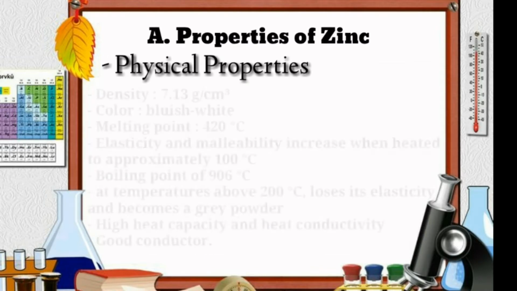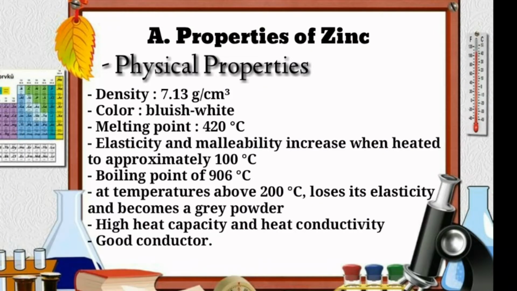Next is about properties of zinc. First is physical properties. The density of zinc is 7.13 grams per cubic centimeter. The color is bluish white. The melting point is 420. The elasticity and malleability increase when heated. The boiling point is 906, and at temperatures above 200 it loses its elasticity, and zinc is a good conductor.